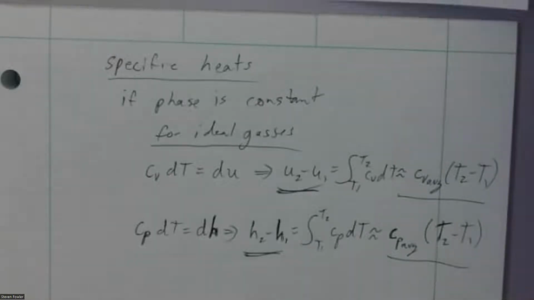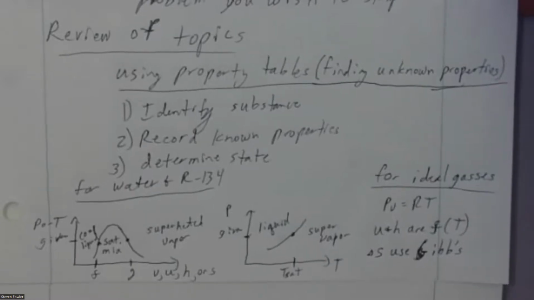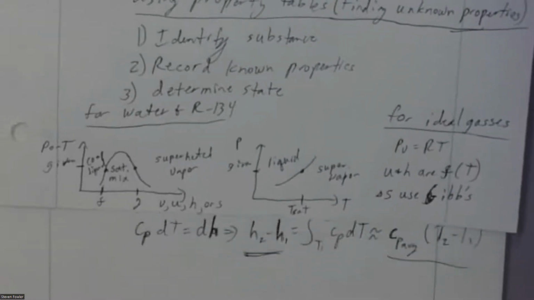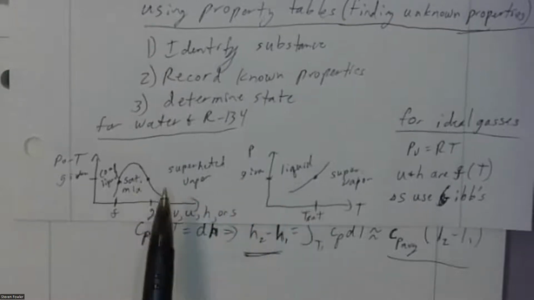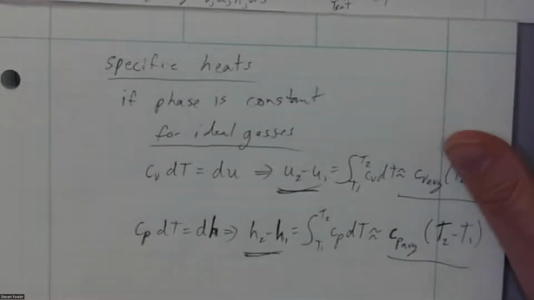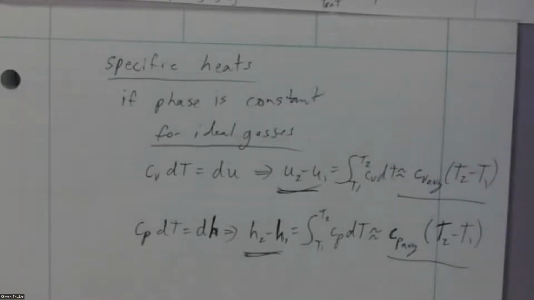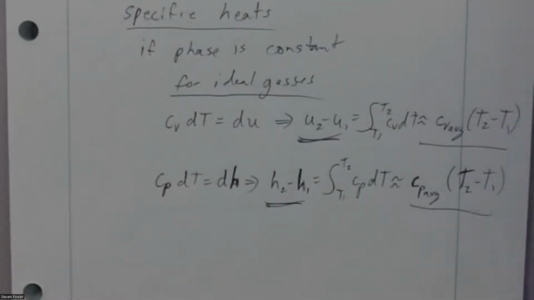Again, what are we trying to do here? We're finding unknown properties. Here's how you go about it. I'm using property tables for water, R134, any other substance. Make sure you know where your phase is. And once you know your phase, then you can go to the specific row within a specific table and record values. If I don't have tables, or if I want to use something else, specific heat is a nice tool for determining delta H and delta U if I know my phase is constant, especially for an ideal gas.